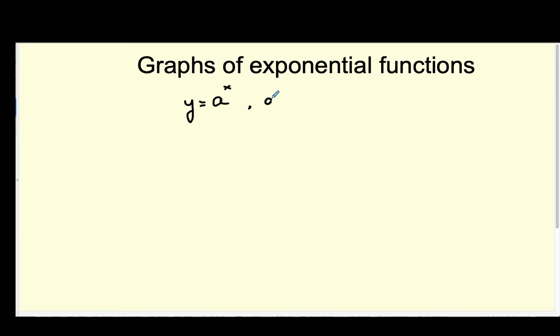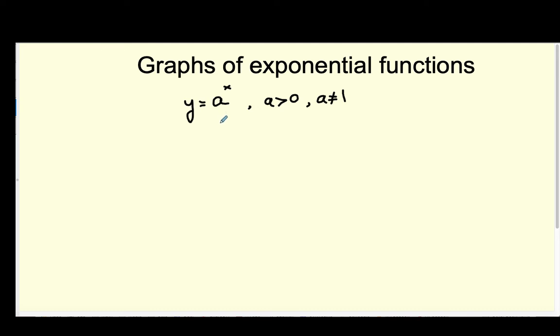The variable is in the exponent. Our a is assumed to be always positive and not equal to 1, because if a is 1, we have the very trivial 1 to the x power, which has a value of 1 no matter what x is. So what does the graph of this thing look like?